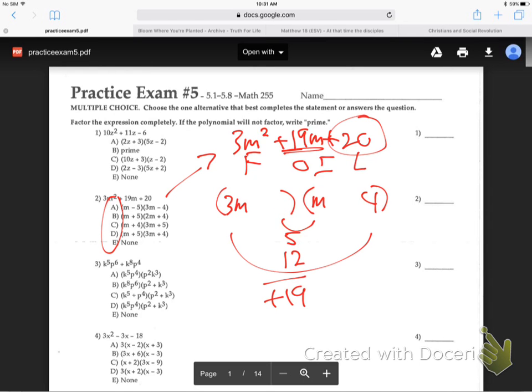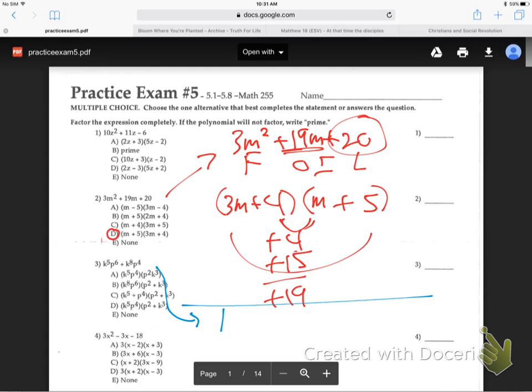Always try that first. Put the 4 over here, the 5 over there. Try it again. Now the 2 inner make 4, the 2 outer make 15. That's better. So what signs do you need? Well, both plus. Everything's plus on this one. There we go. What answers that? M plus 5, 3m plus 4. Yep, there it is. Good. Let's move on to number 3.